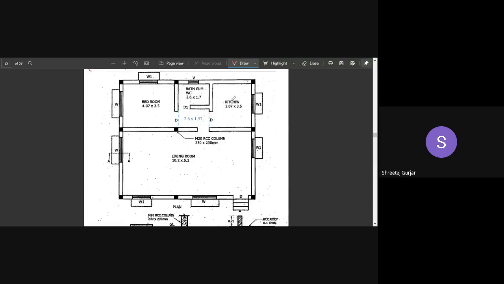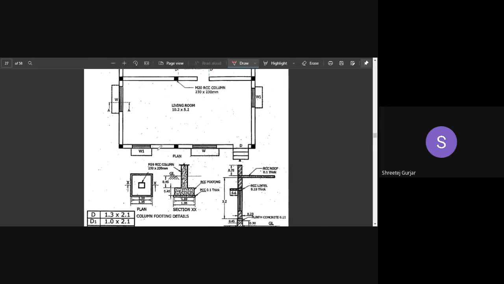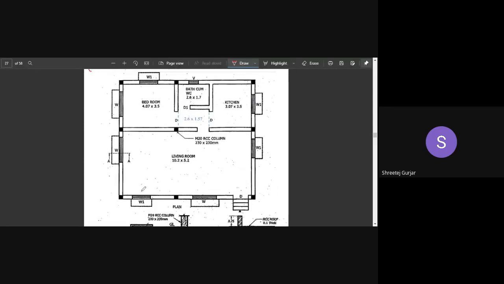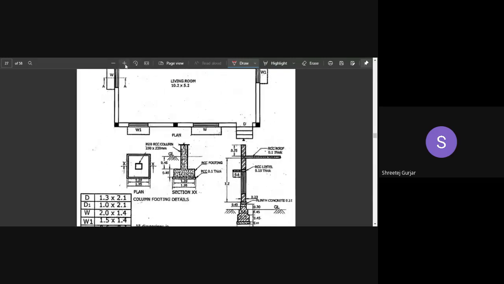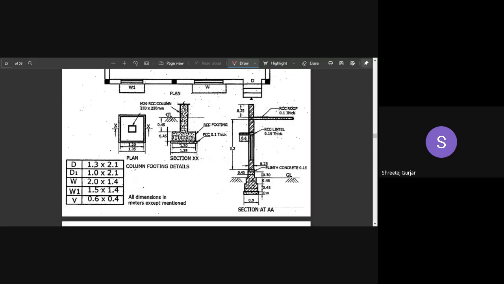It has a bedroom and bath cum water closet over here. This is the passage. Then we have a kitchen over here and the living room. So we can see there are 9 columns over here: 1, 2, 3, 4, 5, 6, 7, 8, 9. The section of the column is provided over here. You can see this entire thing is made up of M20 concrete, and the size of the column is 230 by 230 mm. It is a square column, and this is the footing which is provided for your column, and then there is PCC of 0.1 meter thickness.